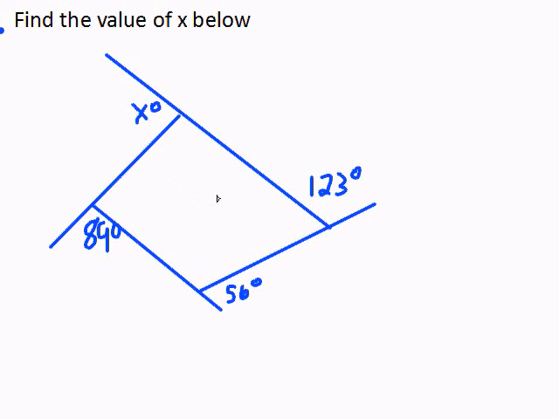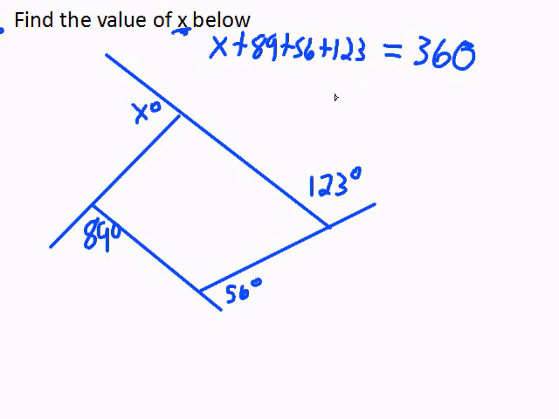Our second to last problem, our fourth problem, is going to ask us to find the value of x, and it's just like the previous one, except in this case all these angles are exterior angles, and if you add up all of your exterior angles you should get 360 degrees. That was one of the formulas you wrote down: the sum of the exterior angles is 360 degrees. So x plus 89 plus 56 plus 123 should equal 360 degrees. I would add up the 89, the 56, and 123, and then take that away from 360, and that would give us our value of x.